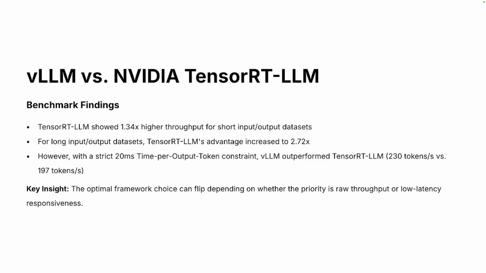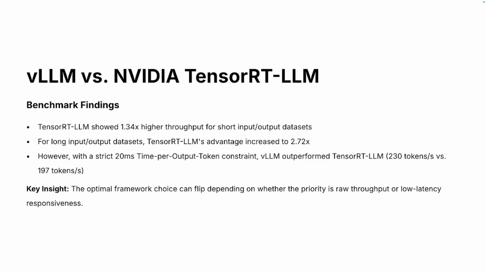TensorRT actually delivers 1.34x higher throughput, which is aligned with the design philosophy because it's purpose-built for NVIDIA GPUs. But when we start to introduce real-time constraints, like a strict 20 millisecond time-per-output-token limit, the numbers change. Under this latency cap, vLLM actually outperformed TensorRT.